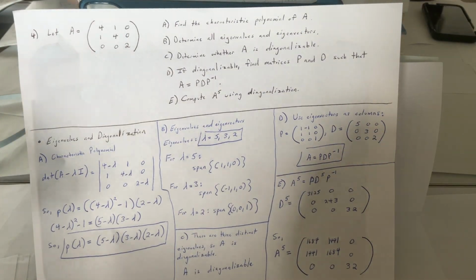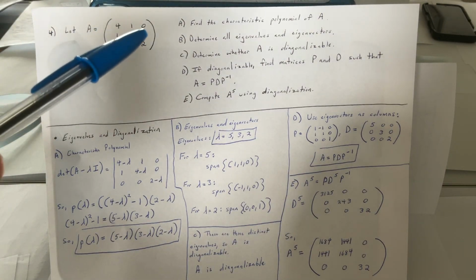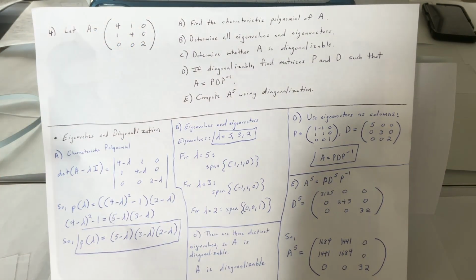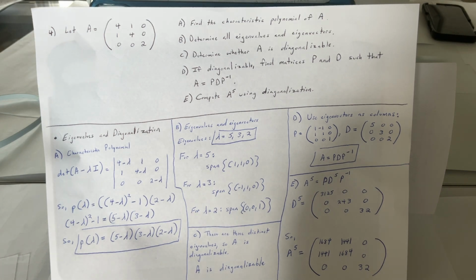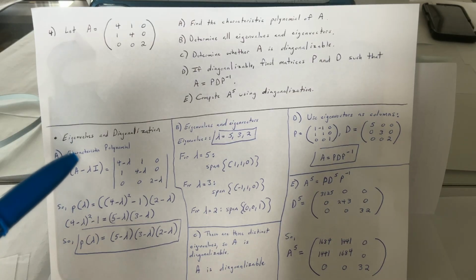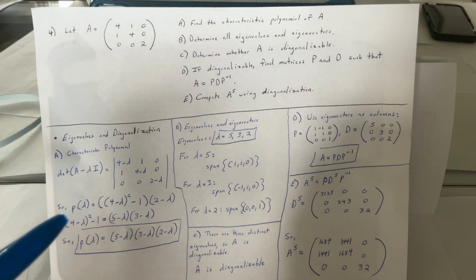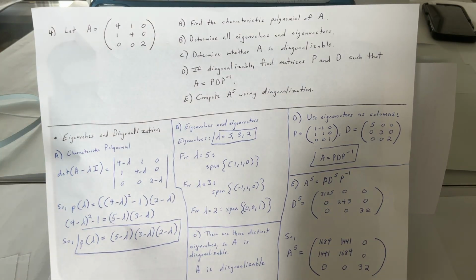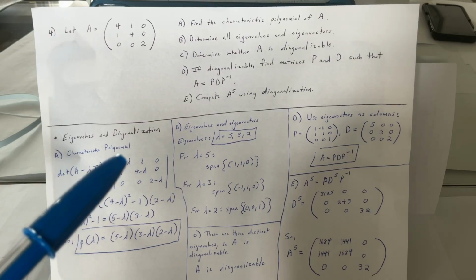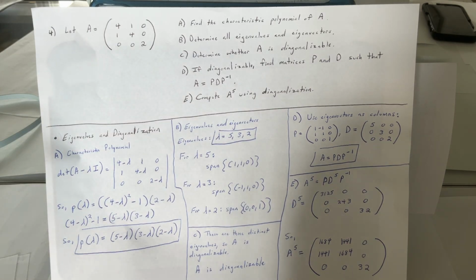Okay, so for number 4, we're given a matrix with rows 4, 1, 0; 1, 4, 0; 0, 0, 2. Part A, find the characteristic polynomial of A. This is an eigenvalues and diagonalization problem. To get the characteristic polynomial, we set up the determinant of A minus lambda I: 4 minus lambda, 1, 0; 1, 4 minus lambda, 0; 0, 0, 2 minus lambda.